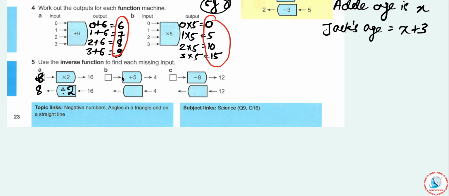Okay, now it will be the opposite of division, which is multiplication. So 4 times 5 is 20, and 20 divided by 5 is 4. Now next, here is subtraction, so we have to perform the addition. Plus 8, 12 plus 8 is how much? 20, and 20 minus 8 is 12. So we are also done with question number 5.